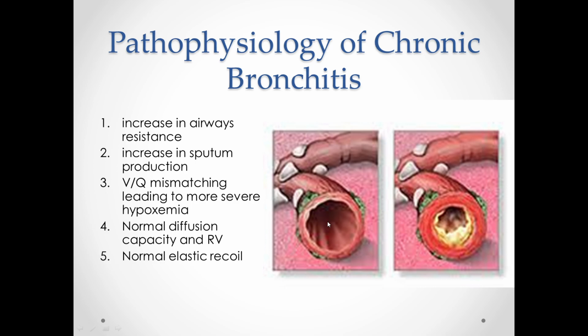Oftentimes these people have a normal diffusion capacity or reserve volume. It's just that the bronchial trees themselves are actually inflamed, and the lungs actually have a bit more of a normal elastic recoil. However, there's an airflow limitation because the bronchial trees themselves are inflamed and narrowed. Therefore, there's an increase in FEV1 to FVC.